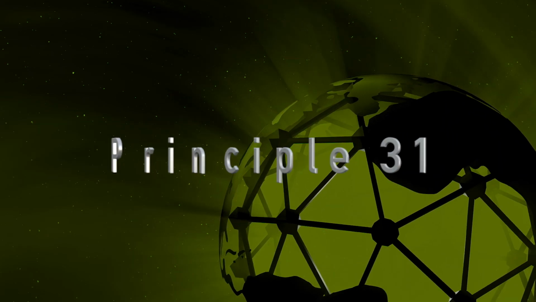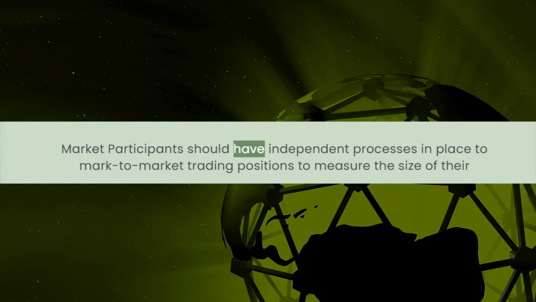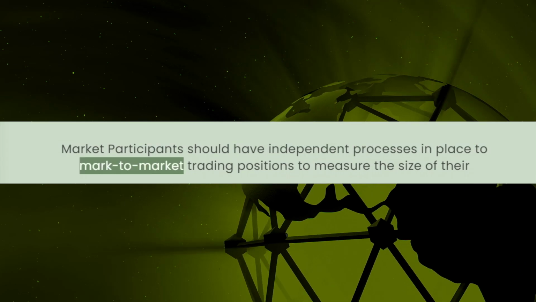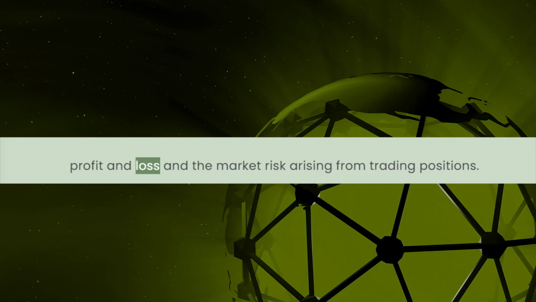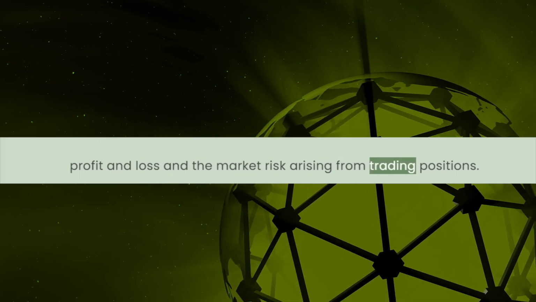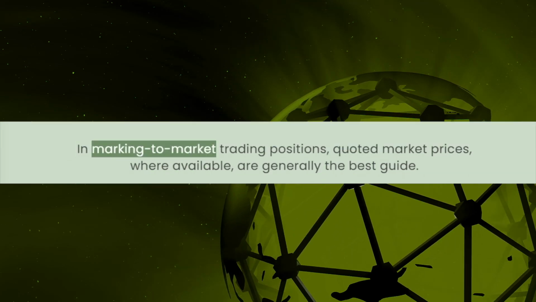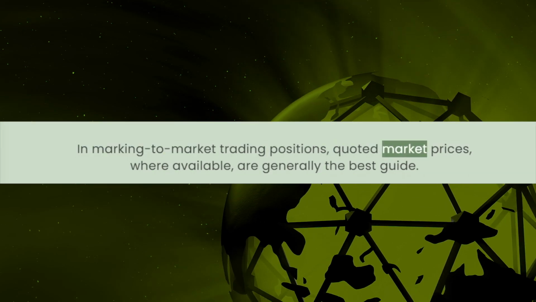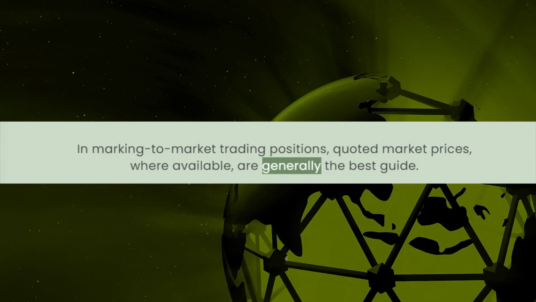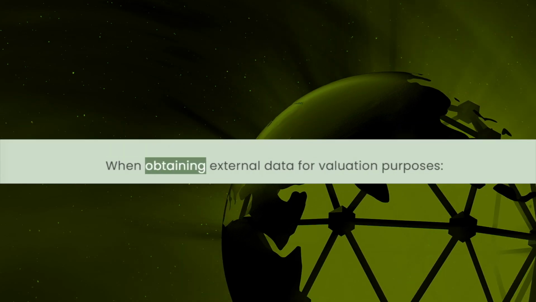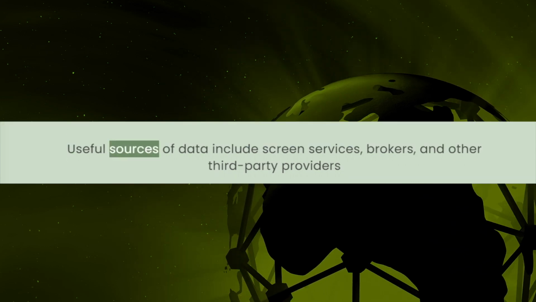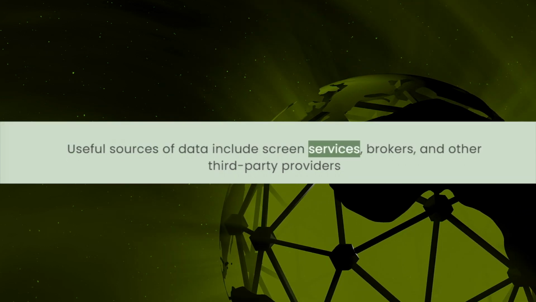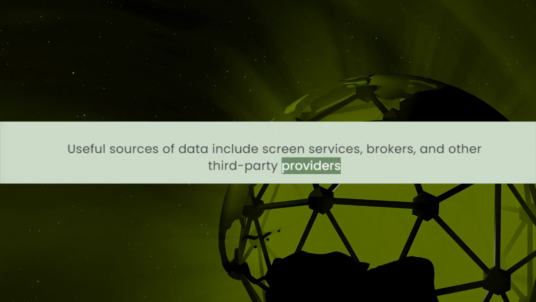Principle 31. Market participants should have independent processes in place to mark-to-market trading positions to measure the size of their profit and loss and the market risk arising from trading positions. In marking-to-market trading positions, quoted market prices, where available, are generally the best guide when obtaining external data for valuation purposes. Useful sources of data include screen services, brokers, and other third-party providers.